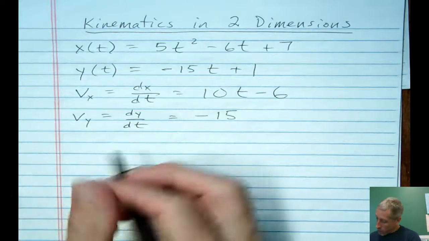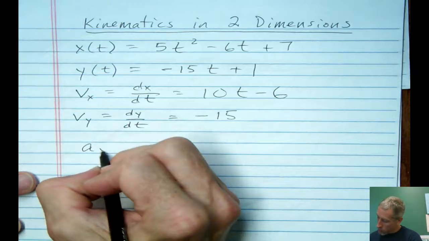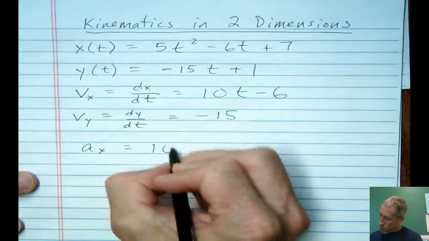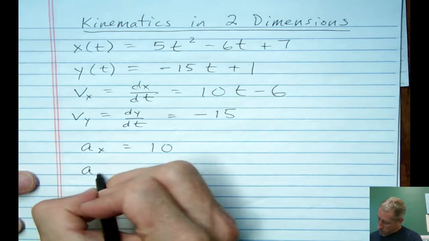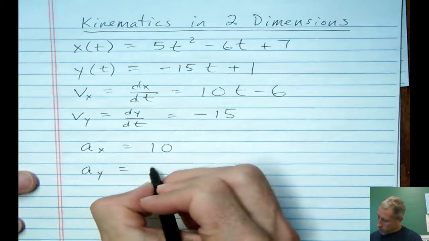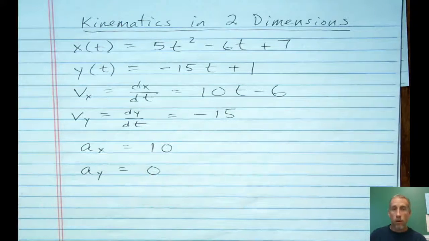And if we do that again, we'll get the acceleration in each direction. So the horizontal is 10, and the vertical, because this is a constant, there is no vertical acceleration.